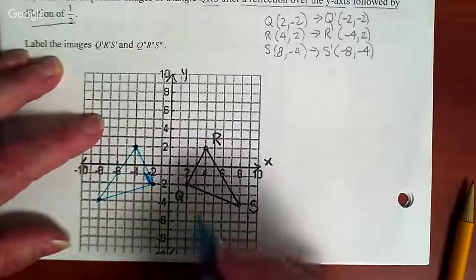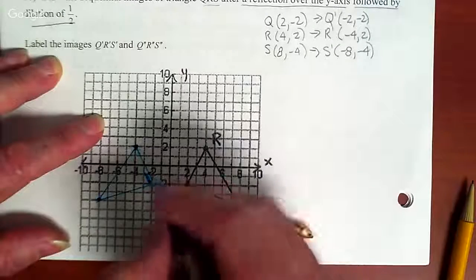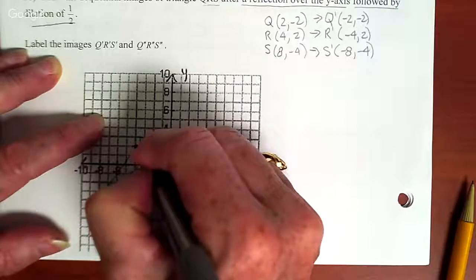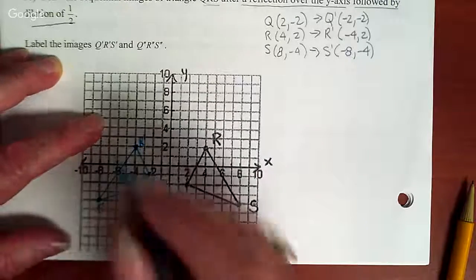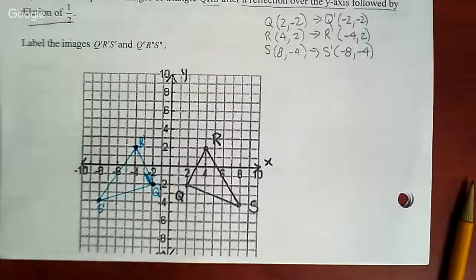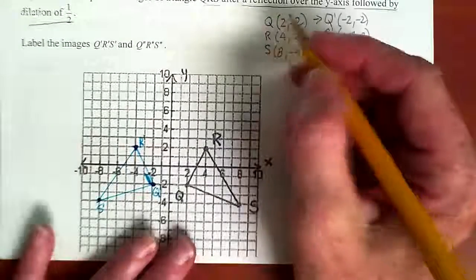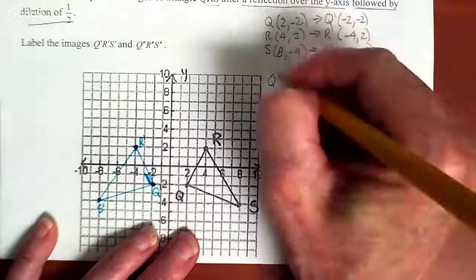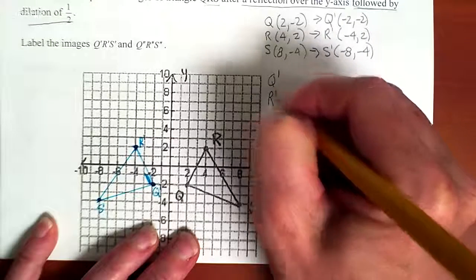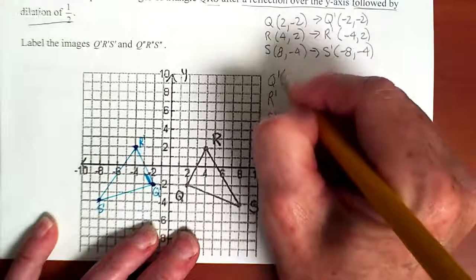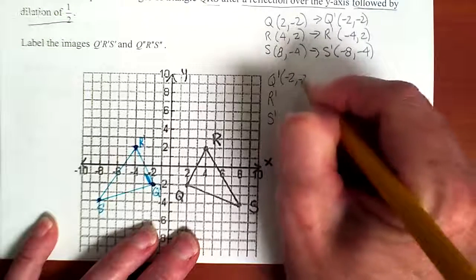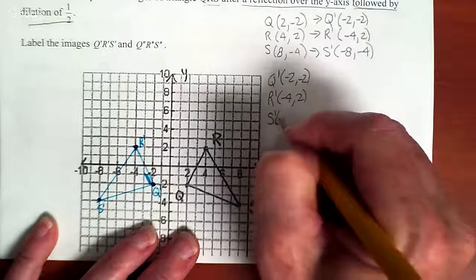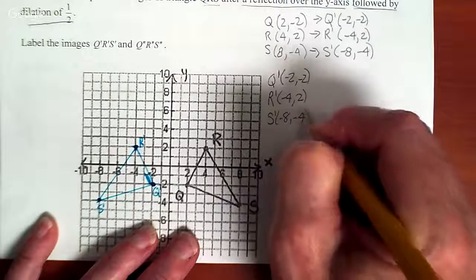And it would be labeled Q prime. Up here would be R prime and S prime. Now, to dilate it then, we would have Q prime, because it says followed by. So it would be Q prime, R prime. You've got to watch what the question is asking for. So we have -2, -2, -4, 2, and -8, -4.